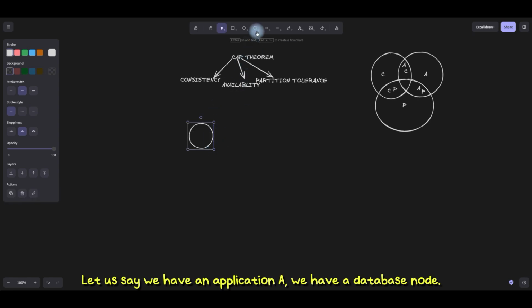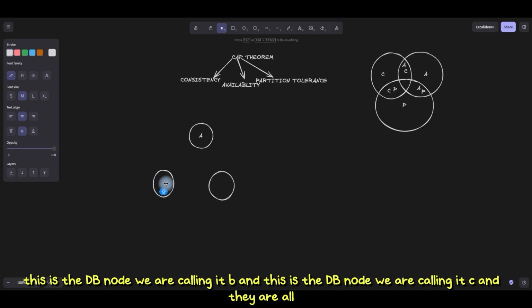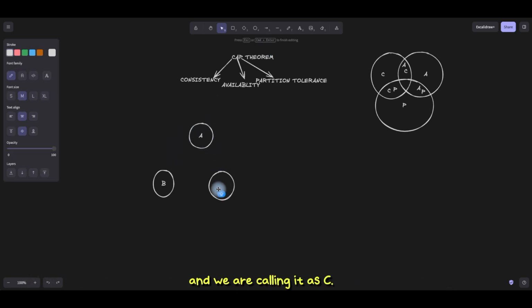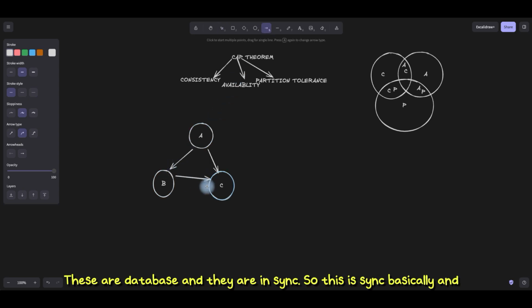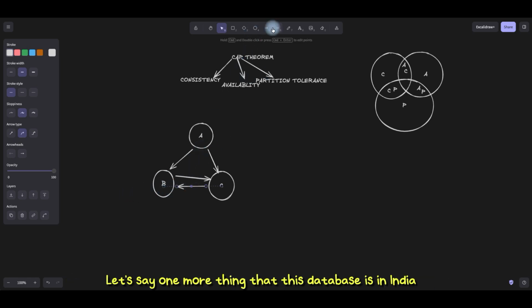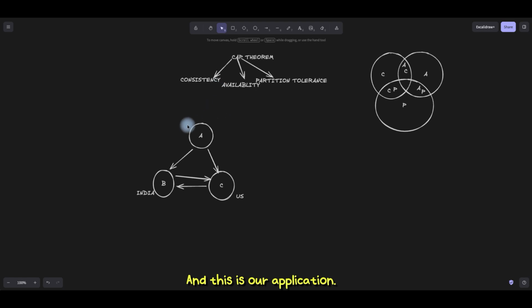Let's say we have an application A, we have a database node, and we have another database node. So basically, this is an application A, this is a DB node, we are calling it B, and this is a DB node, we are calling it C. And they all are connected. Of course, these are databases and they are in sync. And let's say one more thing, that this database is in India and this database is in US. And this is our application.